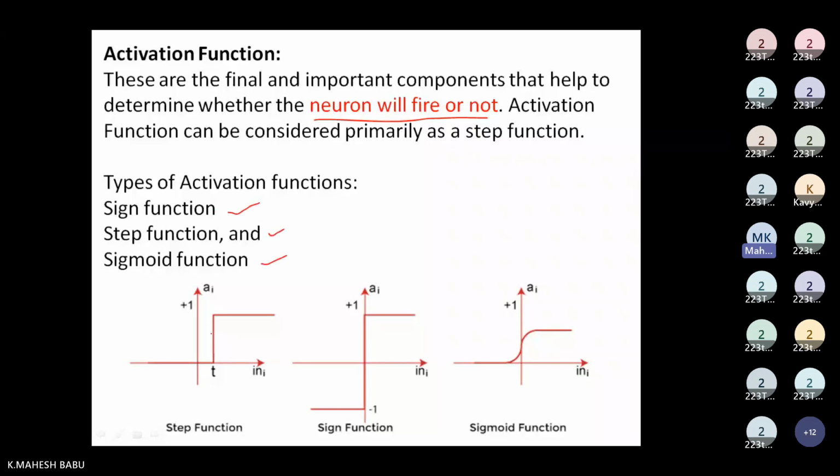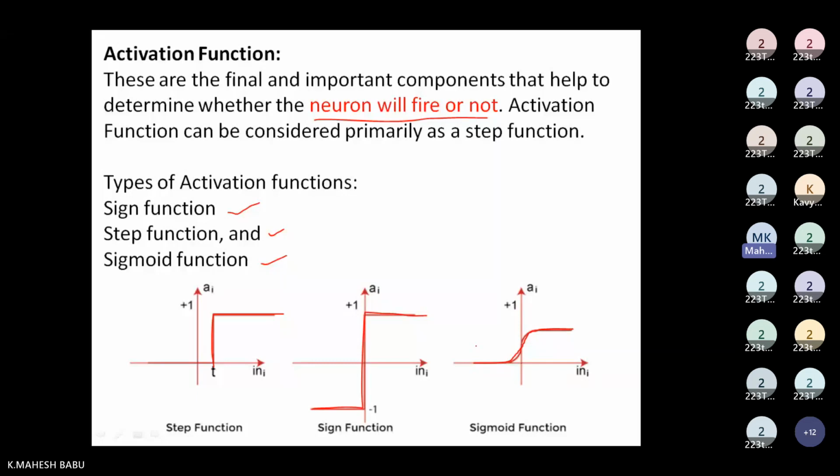So the three functions added here. The first one is the step function. There the value is either 0 or plus 1. It goes on continuously, 0 or plus 1. The sign function will move between minus 1, 0 and plus 1 and so on. And a sigmoid function is the one where it gradually increases from negative to positive and so on.